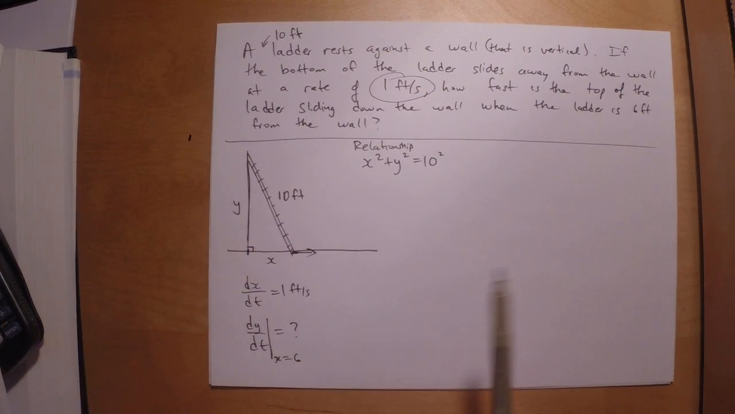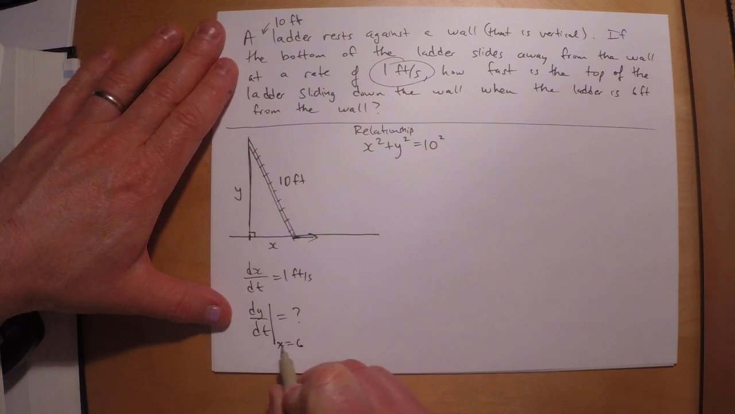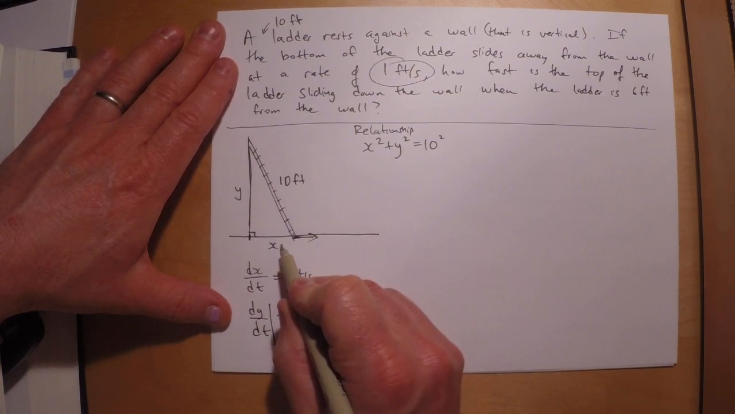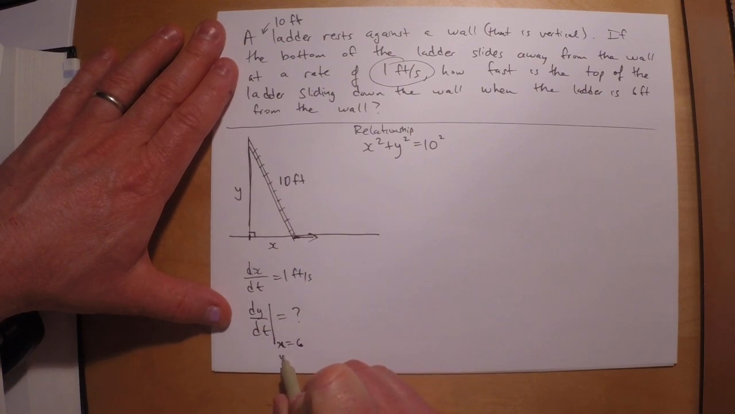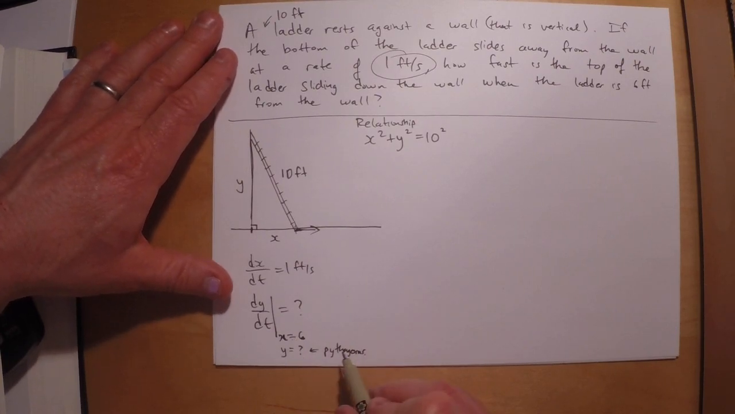There's what I have. Before I even get into this, they told me the value of x when the ladder is 6 feet away from the wall. I could also find the y value with Pythagoras, so I'll keep that in mind. So I do have y, I just have to work for it with x, but I'll come back to that.